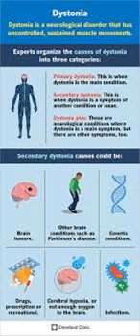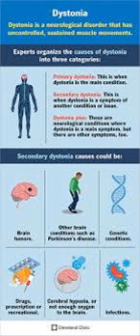Task-specific dystonia occurs during specific activities. For example, musicians might experience dystonia affecting their hand or arm while playing an instrument. Hemidystonia affects one side of the body.